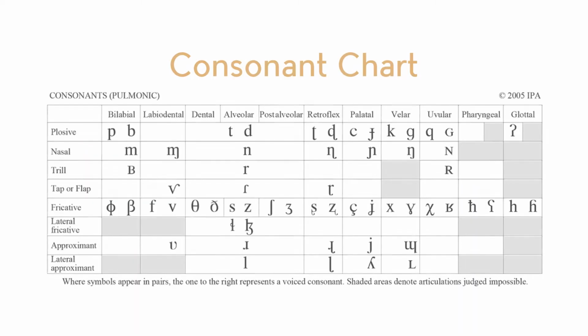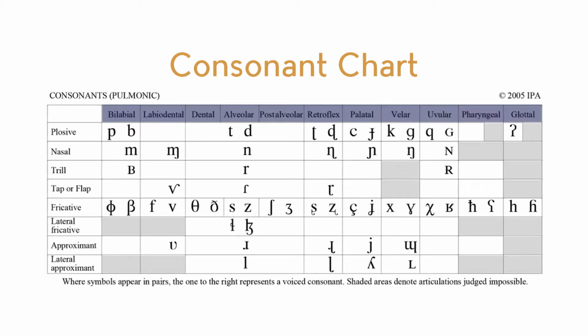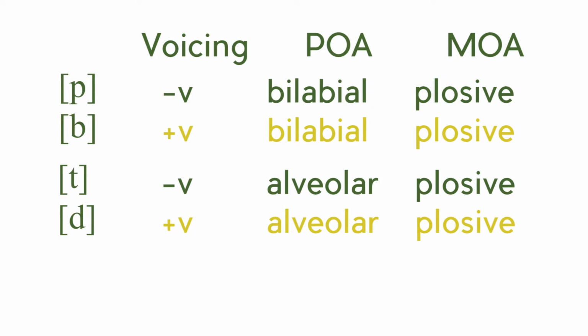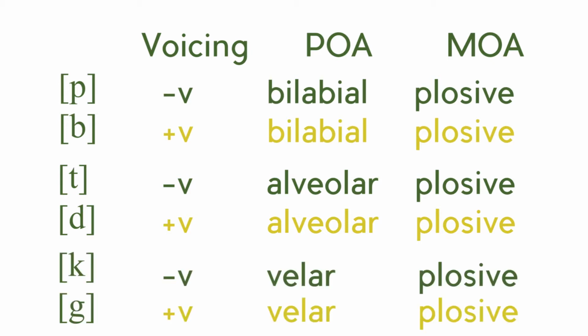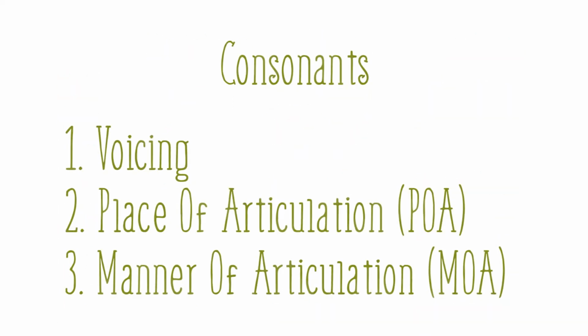So as you move to the right on the chart of the consonants, you get to the alveolars: minus voice, voiceless, plus voice, voiced, alveolar, plosive. And then moving on, k, g, minus, plus, voiceless, voiced. So why did I tell this? Because I wanted to reintroduce the concept that we need three features to identify every consonant.